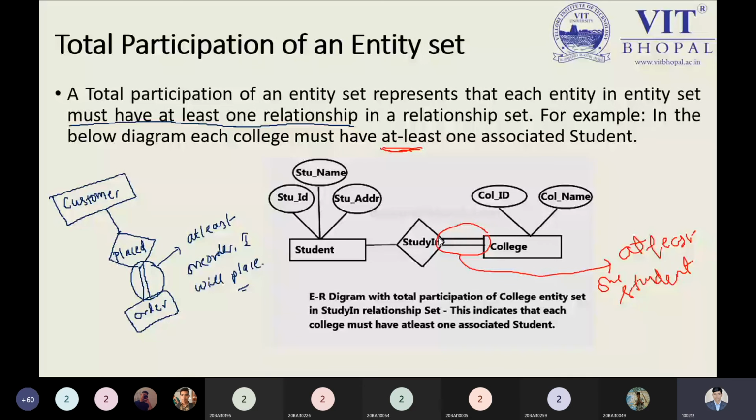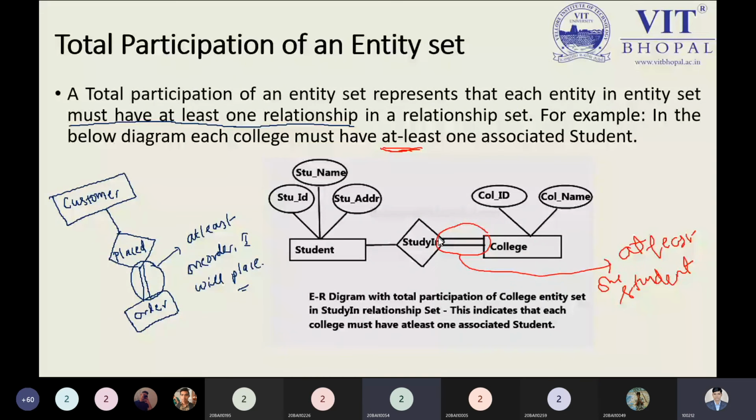Now, a student asked me the question. Now, is it clear, my dear? Tell me right now, is the total participation concept clear? Someone asked the question, that's why I'm saying. Is it clear right now?